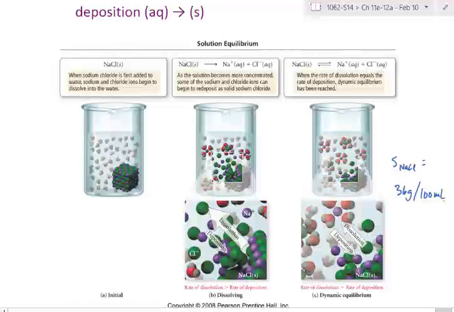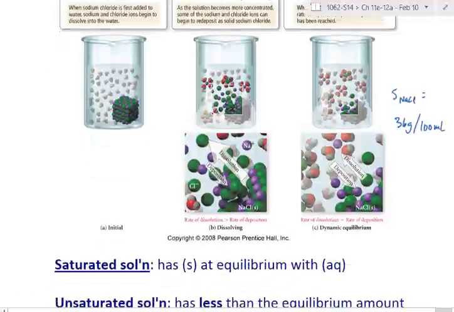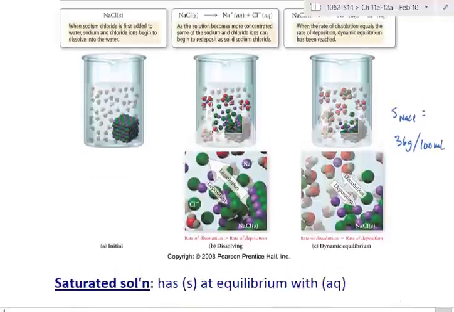Okay? So when that happens, it's called a saturated solution. And a saturated solution is where the solubility is measured. So when a solution is right at its solubility value, that's what we consider a saturated solution.